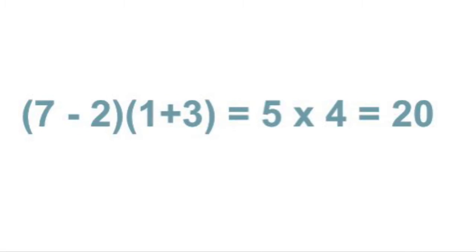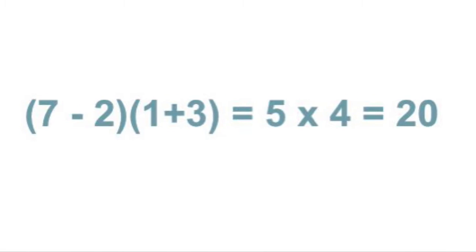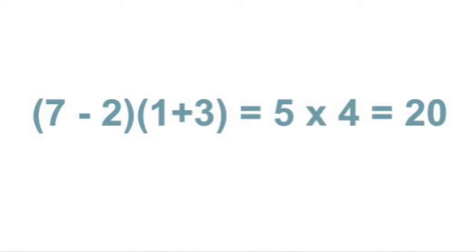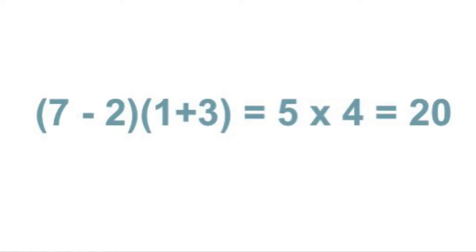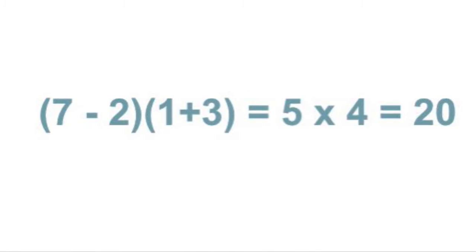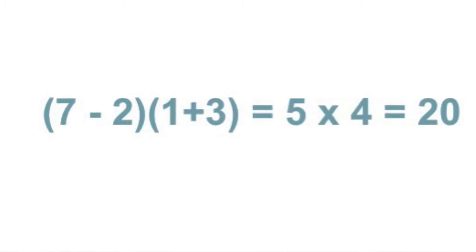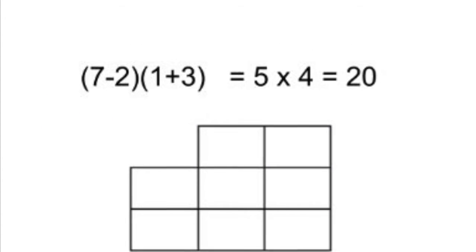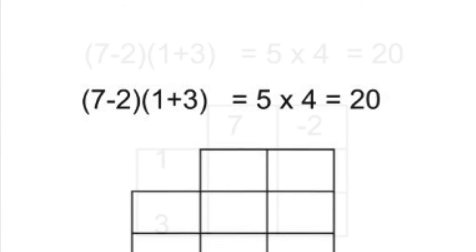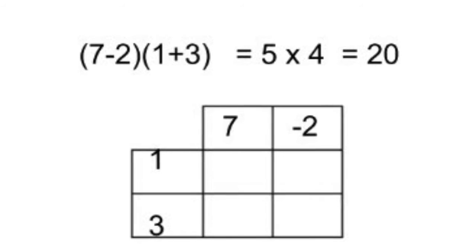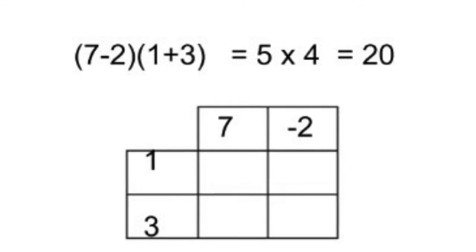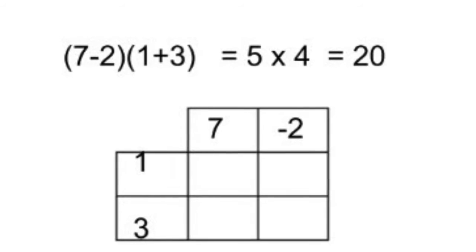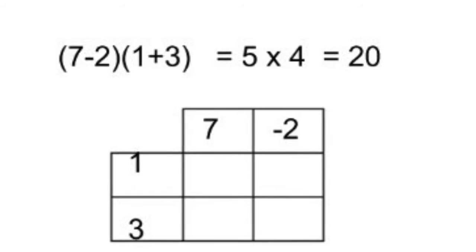So let's look at 7 minus 2 in a bracket times 1 plus 3 in a bracket. So 7 minus 2 is equal to 5. 1 plus 3 is equal to 4. So we know that when we multiply 5 times 4, we should get 20. And what we want to do today is use that chart method to get 20 a different way. So just like we did yesterday, we're going to put the 7 and the minus 2 at the top and the 1 and the 3 down the side, and we're going to multiply 4 times in order to get the right answer, which is 20.